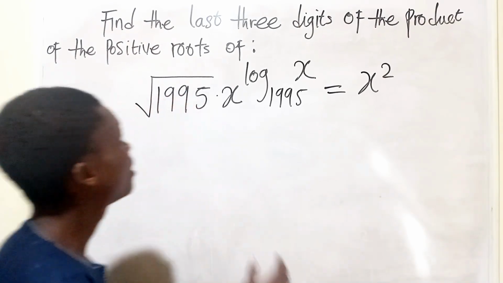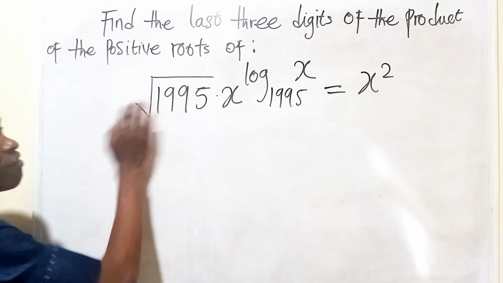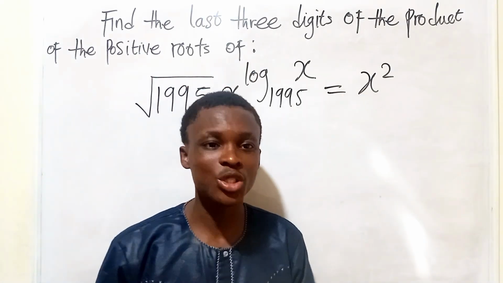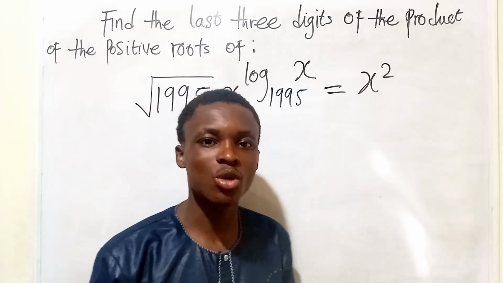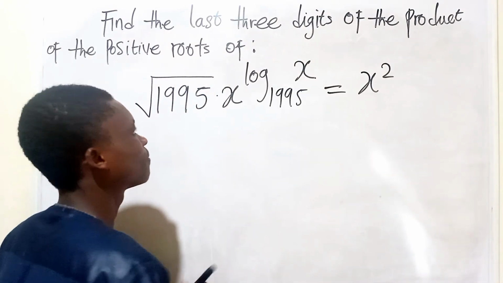Our task today is to find the last three digits of the product of the positive roots of this logarithmic equation. A lot of students struggle with this question. To solve this question correctly, this is the first thing you need to see.